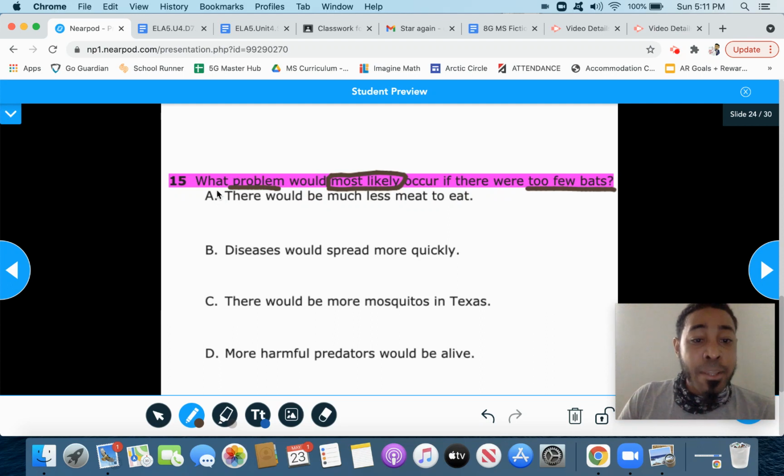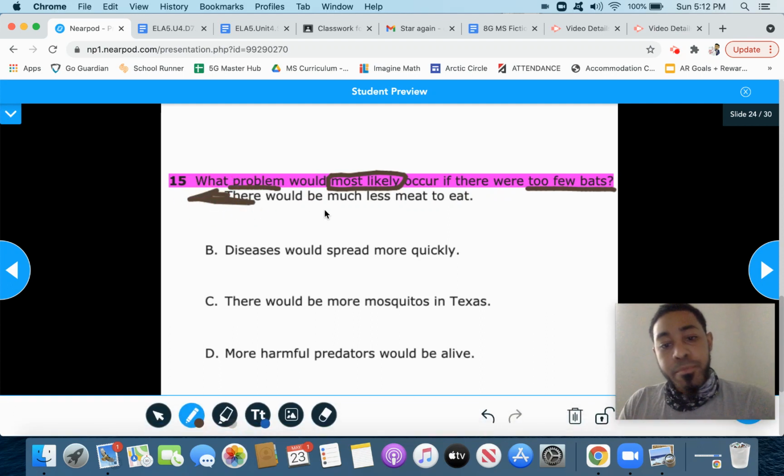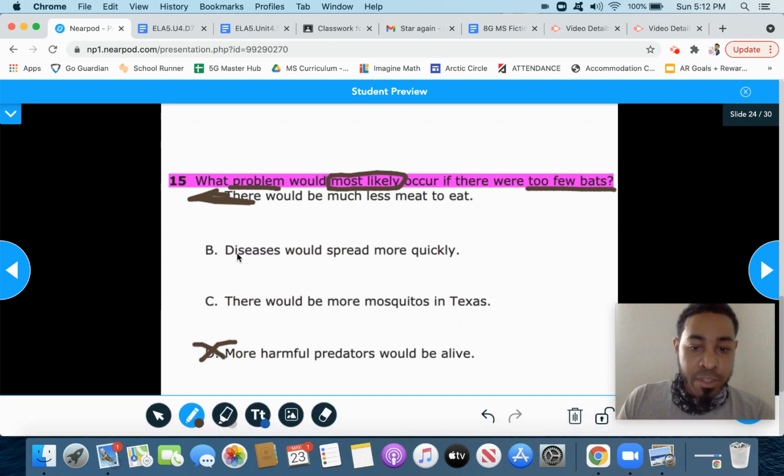So the benefits said nothing to do with meat. So slash. And it didn't say anything about diseases, but from my background knowledge, I know that sometimes bats can carry diseases. Okay, so that's the situation. There would be more mosquitoes in Texas. That's not obvious. More harm from predators. It didn't say anything about that there. So I know it's either B or C.